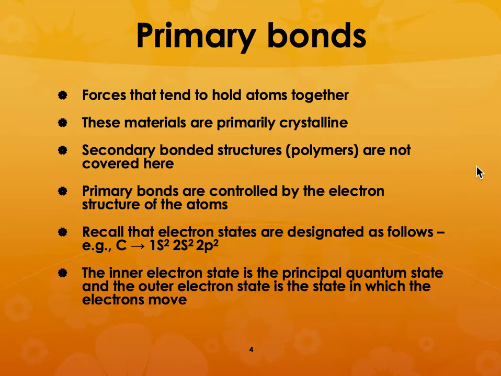In the first case, the primary bonds are controlled by the electron structure of the atoms. You may recall that the electron states are designated as follows, like, if it is carbon, then it is 1s2, 2s2, 2p2, etc. So that covers all the atoms and the electrons. The inner electron state is a principal quantum state, and the outer electron state is a state in which the electrons move, which will control the bonding between different atoms.